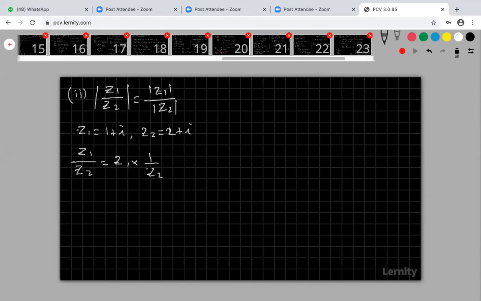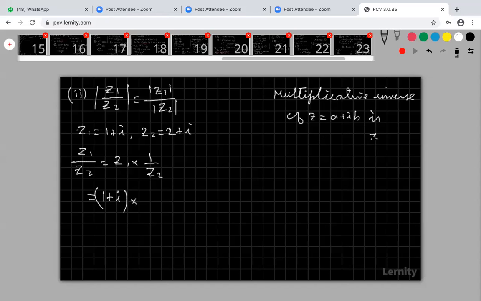What is 1 by Z2? It is the multiplicative inverse of Z2. How to find the multiplicative inverse of Z2? What is the formula for finding the multiplicative inverse? Multiplicative inverse of Z, if my Z is a plus ib, is equal to Z bar.